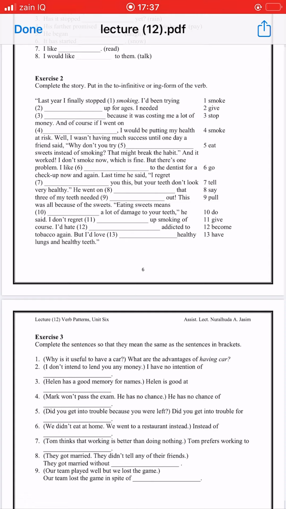Last time he said, I regret telling you this, but your teeth don't look very healthy. He went on saying that 3 of my teeth needed to be pulled out. This was all because of the sweet. Eating sweet means doing a lot of damage to your teeth. He said, I don't regret giving up smoking, of course. I'd hate to become addicted to tobacco again, but I would like, or I'd love, to have healthy lungs and healthy teeth.